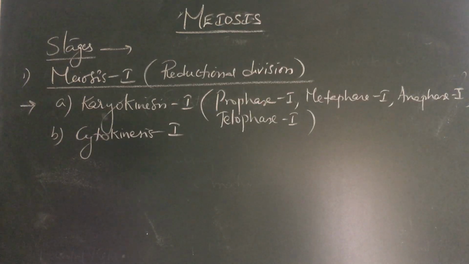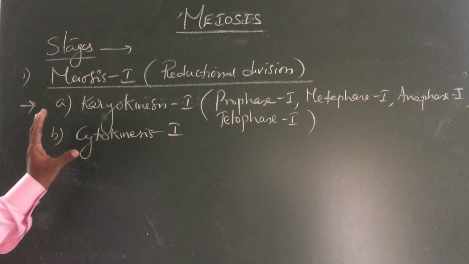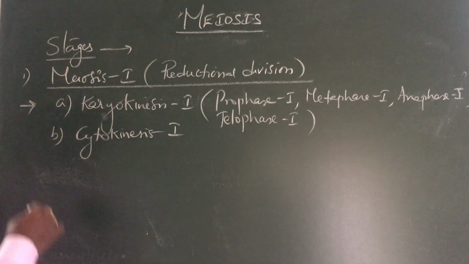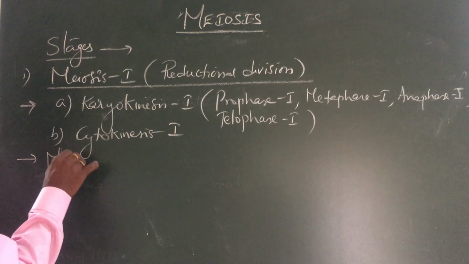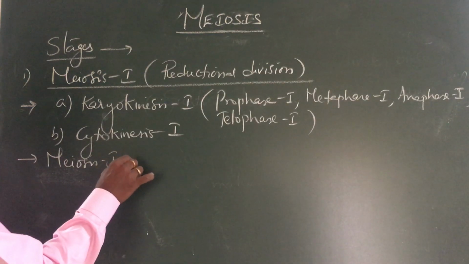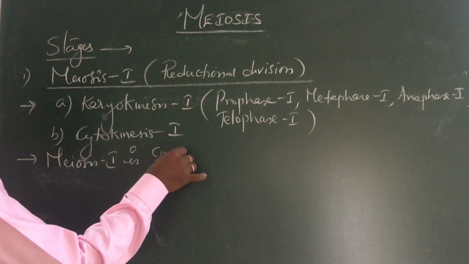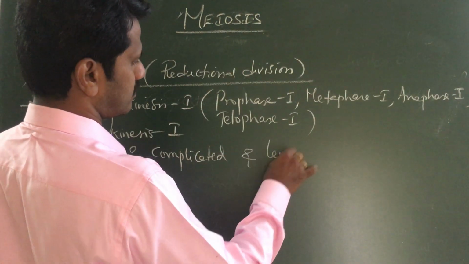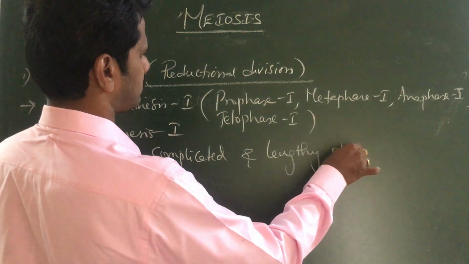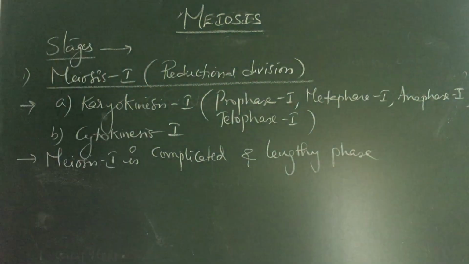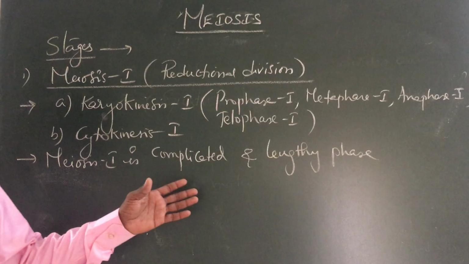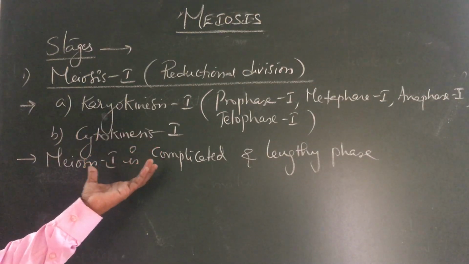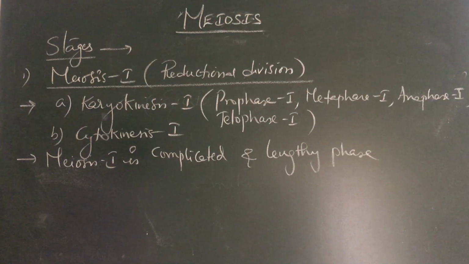Okay, so meiosis 1 is a complicated and lengthy phase. Why is it complicated? Exchange of genetic material takes place, they unwind again, they separate again, all these things are complicated. So we will see what is that complication.